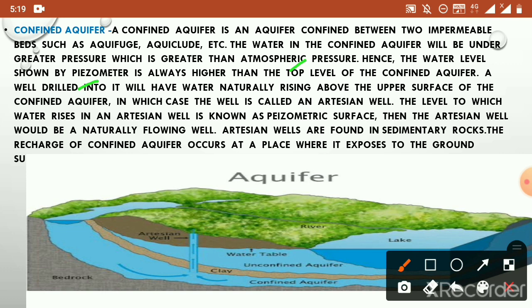In that case, the well is called an artesian well. The level to which the water rises in this well is known as the piezometric surface. Then the artesian well would be a naturally flowing well. These wells are found in sedimentary rocks. The recharge of confined aquifers occurs at a place where it is exposed to the ground surface.